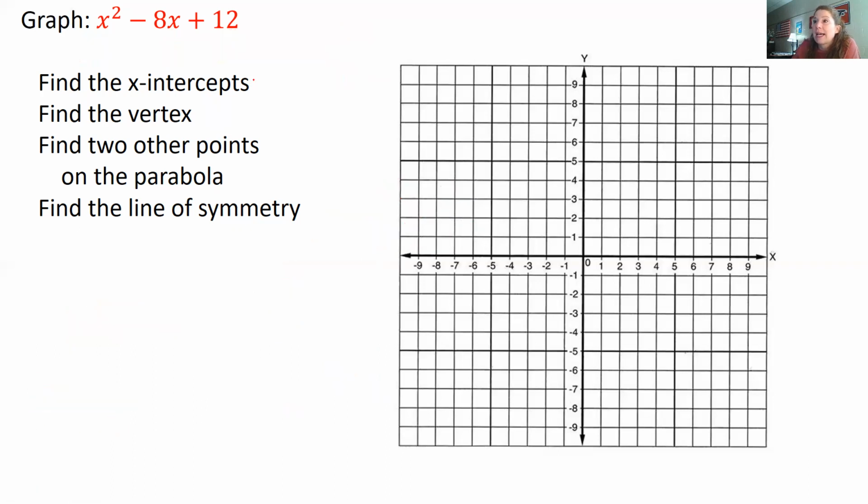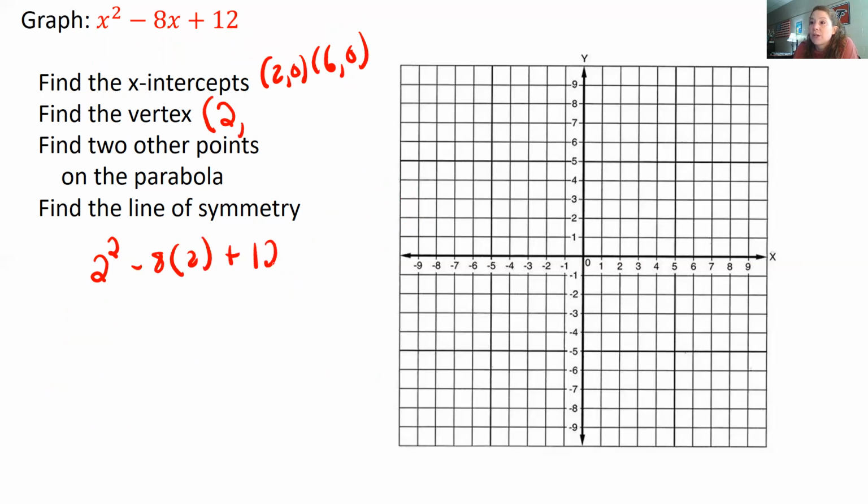I know my x-intercepts were 2 and 6, right? I know my x value of my vertex is +2. And now to find out my y value, I'm going to plug in 2 for x. 2 squared minus 8 times 2 plus 12, right? 2 squared is 4 minus 16 plus 12. So I know that 4 plus 12 is 16. So 16 minus 16 is 0, which is not right. Was it 2 earlier for our x-intercepts?